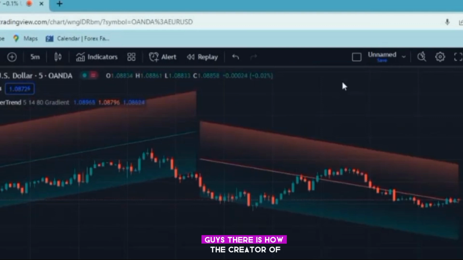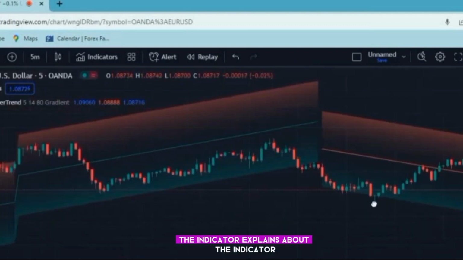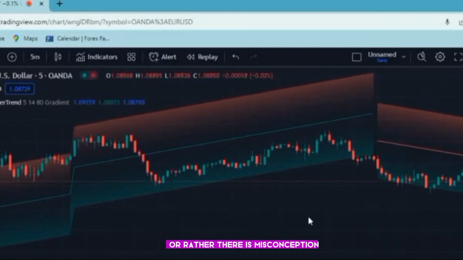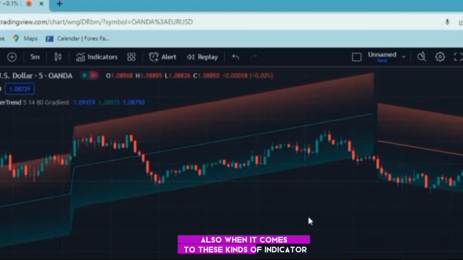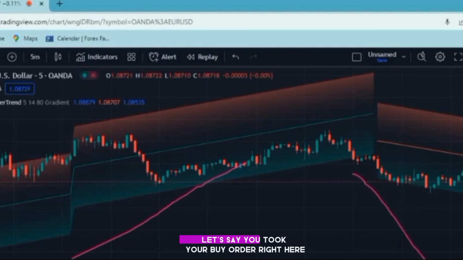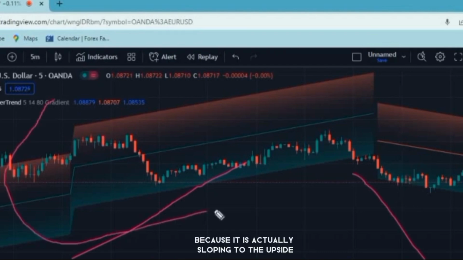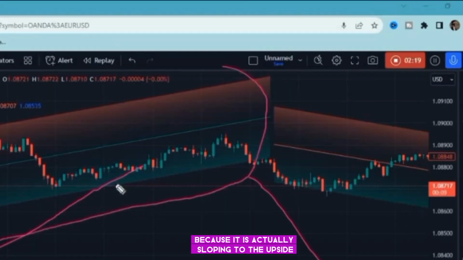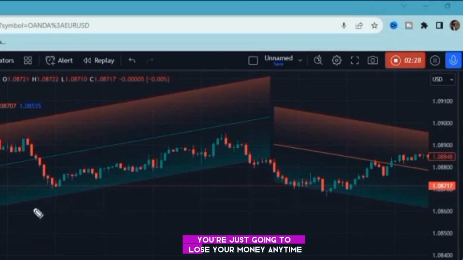So guys, this is how the creator of the indicator explains the indicator, or rather there is a misconception also when it comes to these kinds of indicators. Imagine being told, when this channel, allow me to call it a channel, slopes to the upside, that's an uptrend. When it slopes to the downside, that's a downtrend. Let's say you took your buy order right here, because it is sloping to the upside. Let's say you took your sell order right here, because it's sloping to the downside. That is so wrong, and you're going to get bad entries. You're just going to lose your money anytime.